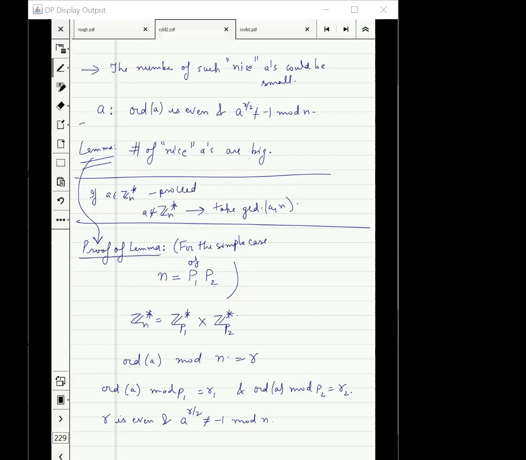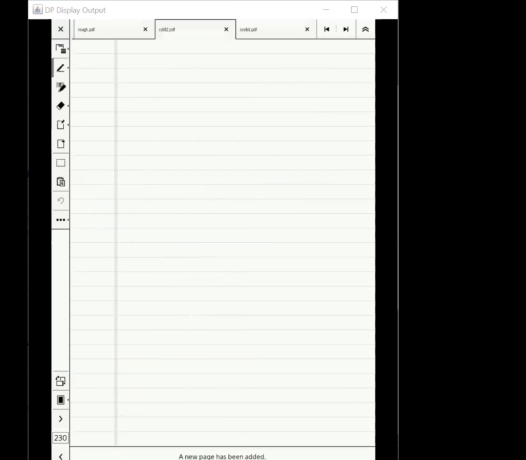Let me just write this question. Remember what R1 and R2 are. What is R in terms of R1 and R2? LCM of R1 plus R2. Right, Ishan? R1 plus R2. No, that is not correct.